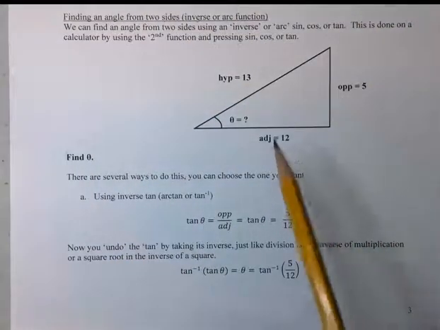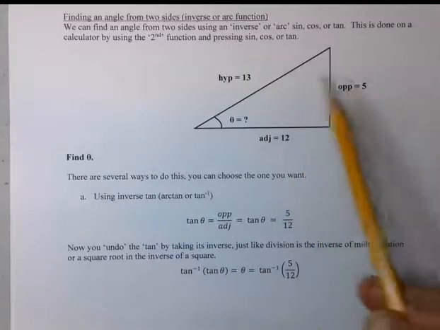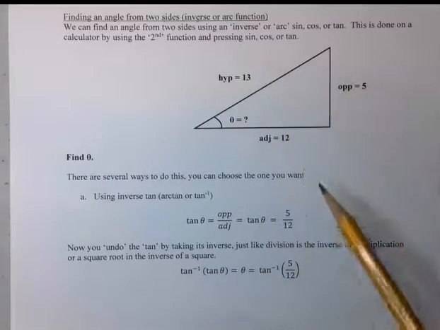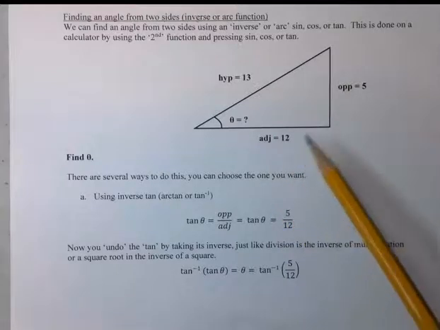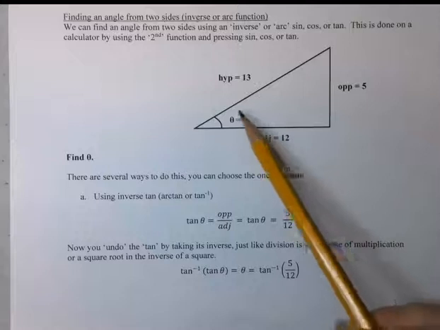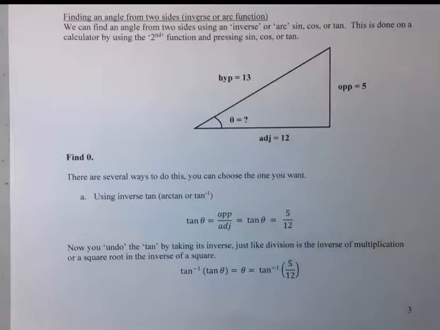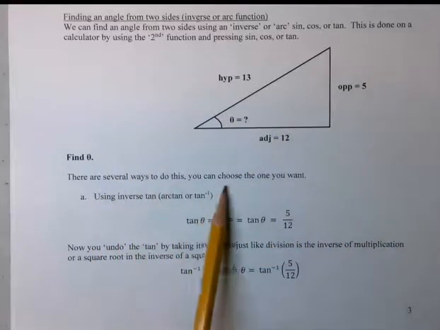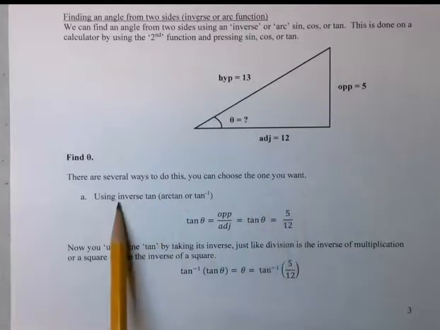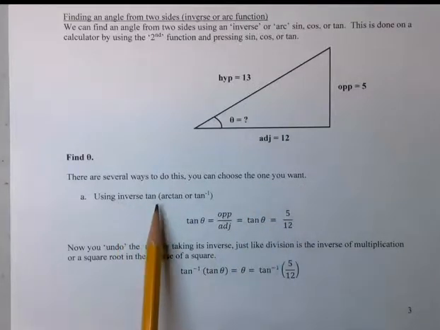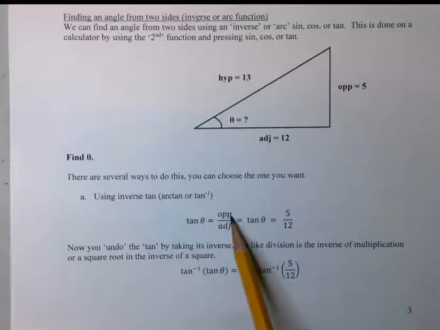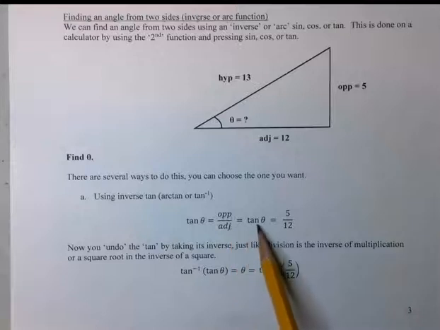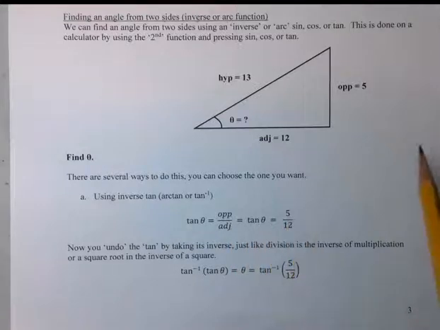I've given you a problem here where you have all three sides. You don't really need to be given all three sides. I'm going to have you work some problems where you're only given two. But you have to be given at least two sides, and from that you can work backwards and find theta. There are several ways to do this. You can choose the one you want. I'm going to choose to use inverse tangent. We know that tangent of theta equals opposite over adjacent, so tangent of theta equals 5 over 12.